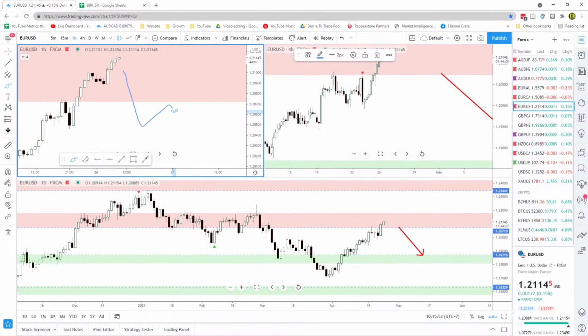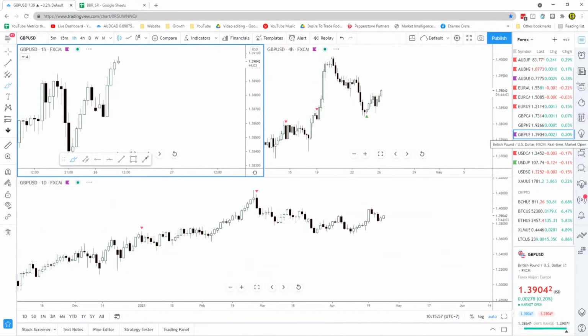So that's it. We just have to wait on this pair, but it's at the right zone right now, so that's pretty cool. These we'll skip. We don't need to look at them for now.